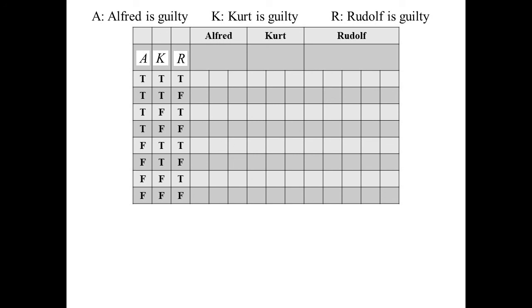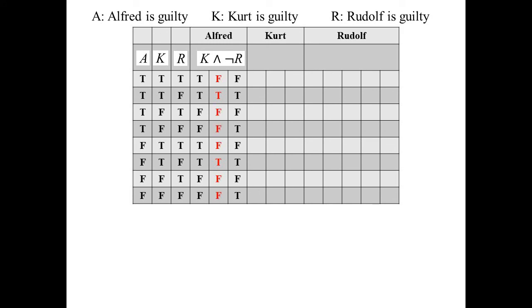Now, Alfred's statement was Kurt is guilty and Rudolph is innocent. So we have K and we have not R. Well, K, I just copy all the K values down. True, true, false, false, true, true, false, false. Not R, I change the values. So I go false, true, etc., etc. And then what was our rule for and? Because the only true values will be when we have true and true.